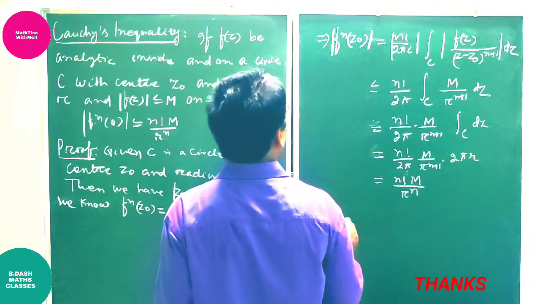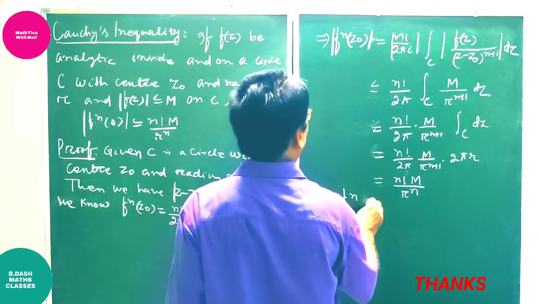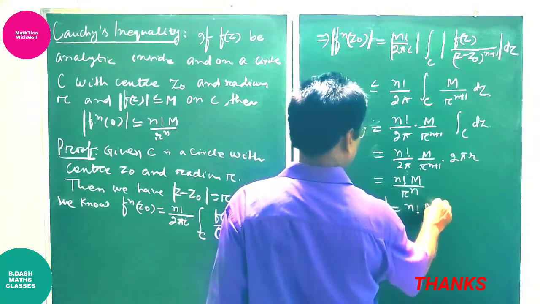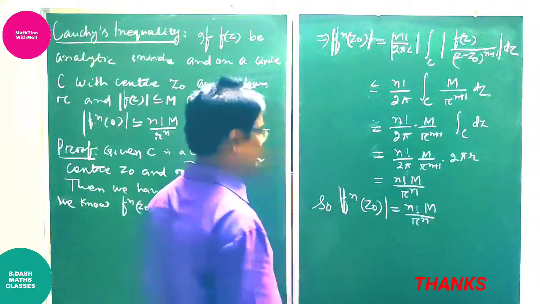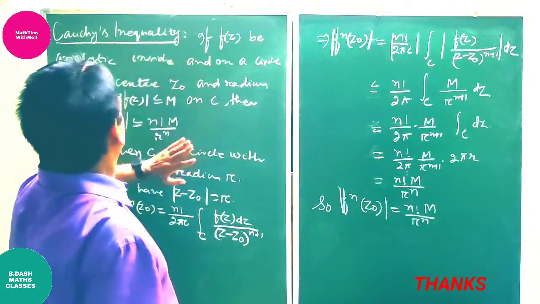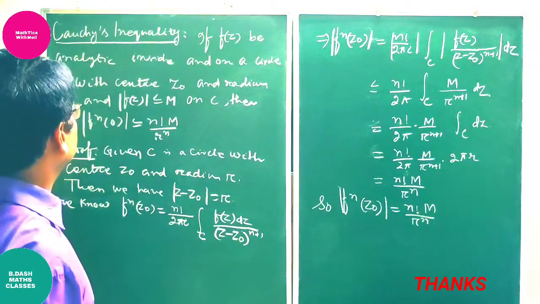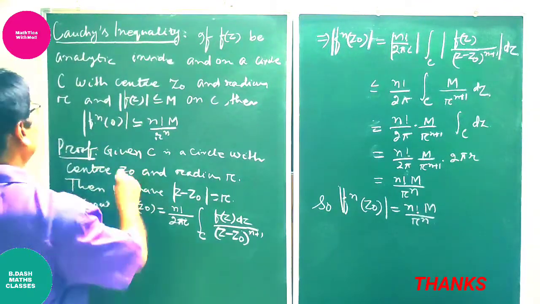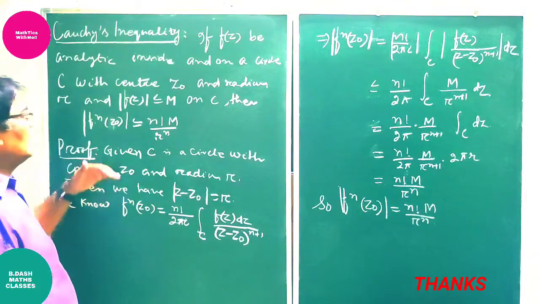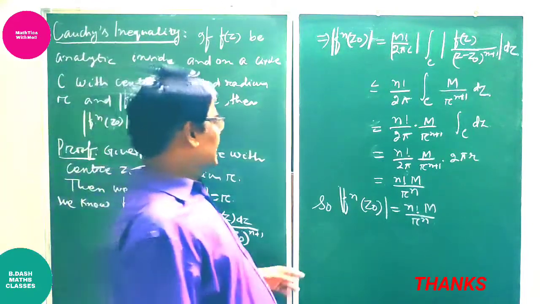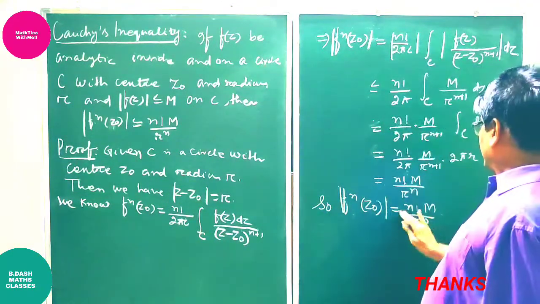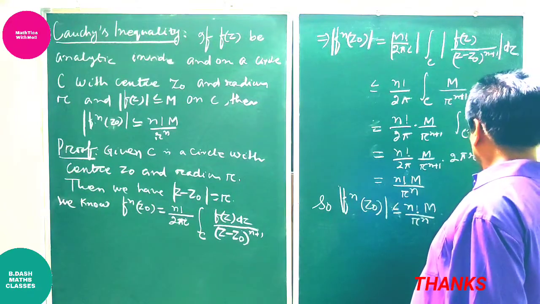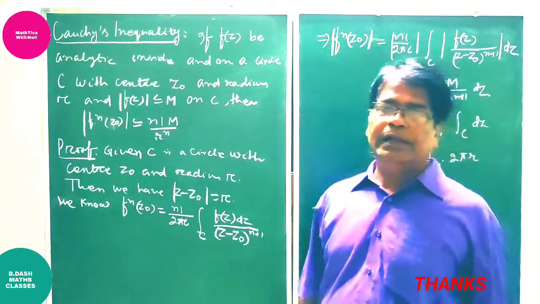So we get modulus of f^n of z0 is less than or equal to n factorial M by r to the power n. So this is Cauchy's inequality: if f of z is analytic inside a circle with center z0 and radius r, and modulus of f of z is less than or equal to M on C, then modulus of f^n of z0 is less than or equal to n factorial M by r to the power n. And we are getting the result here. Proved. So we have proved the inequality.